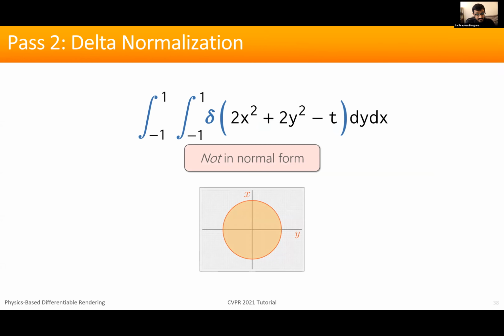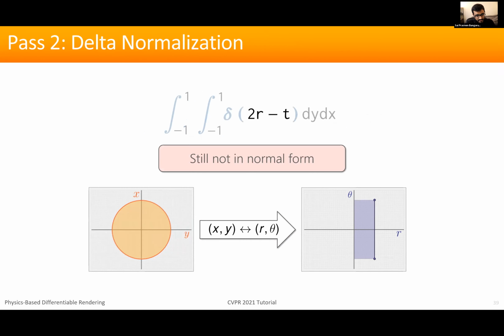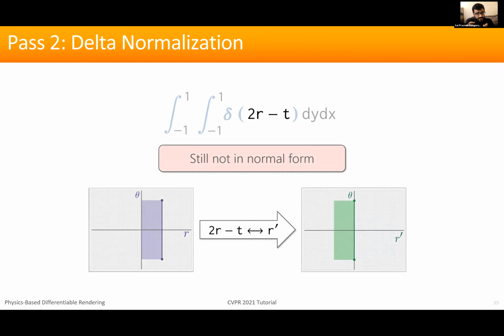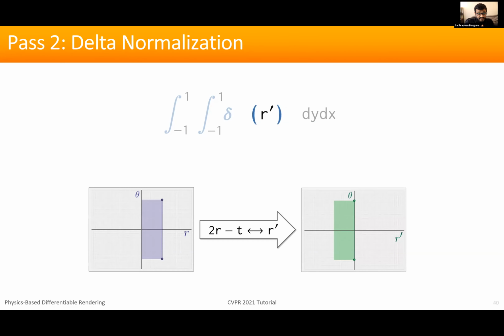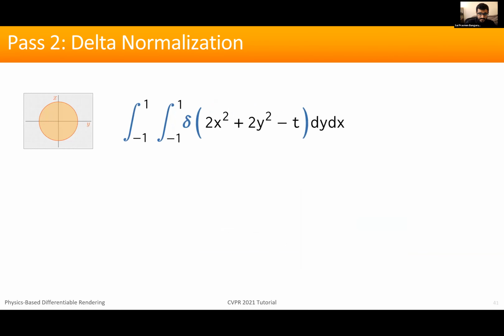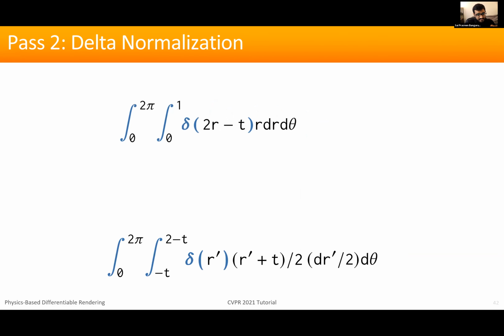And in that scenario, our system identifies and applies appropriate changes of variables to the integral domains. In this example, we could first use a polar coordinate transform, but this is still not in a normal form. So we do another reparameterization from 2r minus t to a new r prime. And this new expression is in what we call the normal form, with a single variable of integration in the delta. But we still need to convert the rest of the program to these coordinates. So the process of performing this transformation is identical. So we'll just look at the second part.